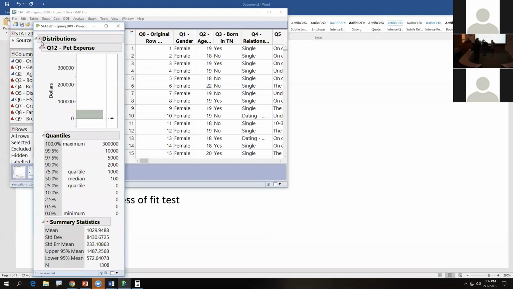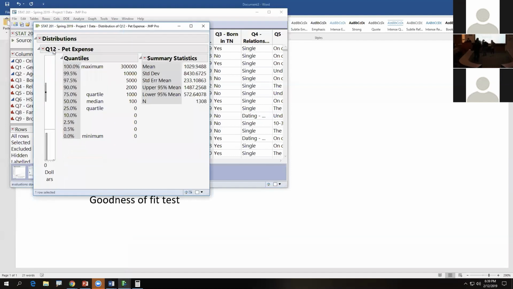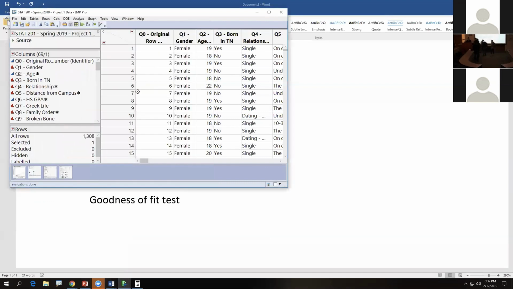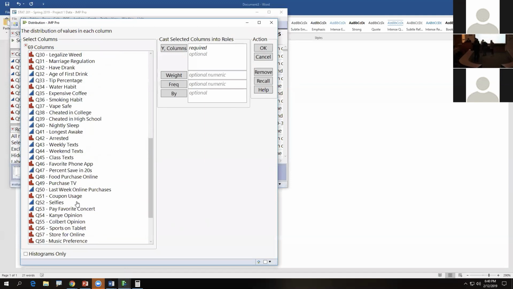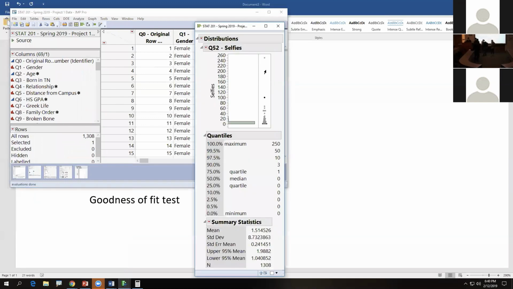What happened? Let's go to stack. Oh my gosh. Okay, wait, let's not go to pet expense. Who said they had $300,000 on pet? Okay, let's go to analyze distribution. Let's go down to how many selfies do you take in a month? And if you notice, that's extremely right skewed too, I'll keep it.